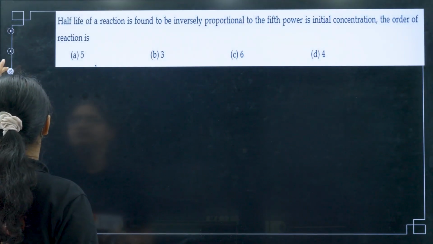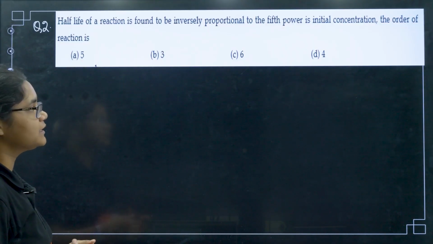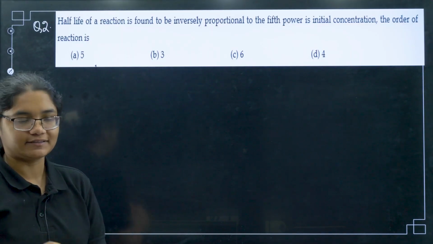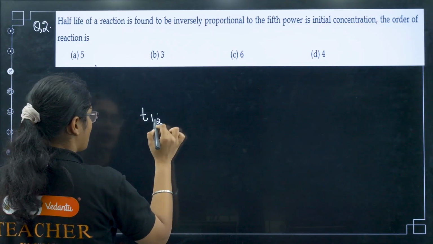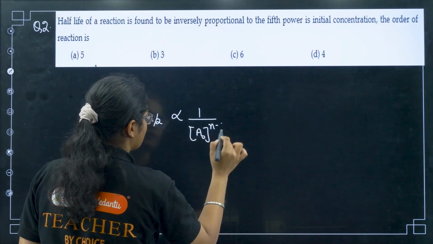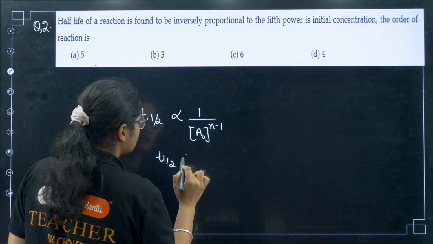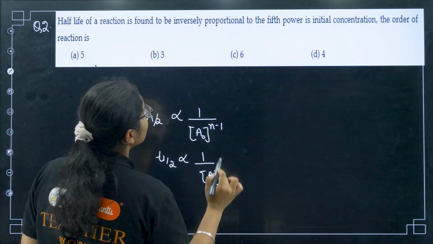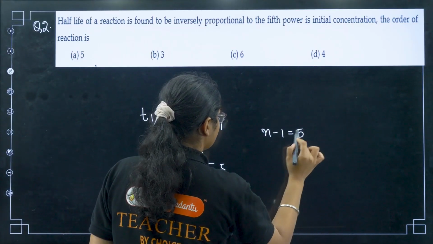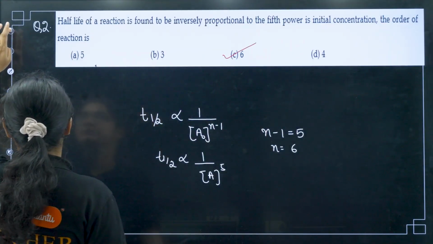Now let us see the next question. Half-life of a reaction is found to be inversely proportional to the fifth power of its initial concentration. The order of the reaction is? If you remember the half-life formula, half-life is proportional to 1 by A naught to the power of n minus 1. According to the question, it is proportional to the fifth power of initial concentration, so I can equate this: n minus 1 is equal to 5, so n will be equal to 6. The answer for this question is 6.